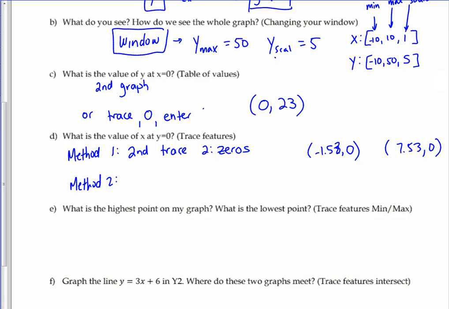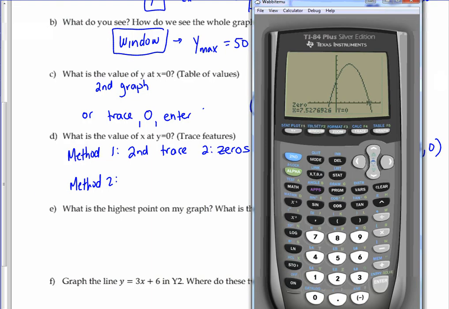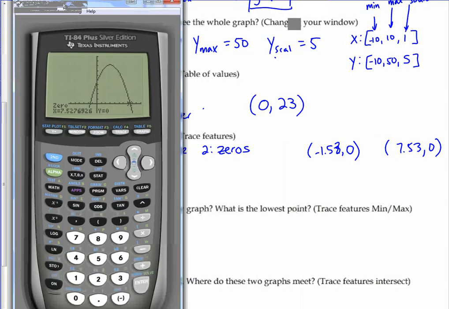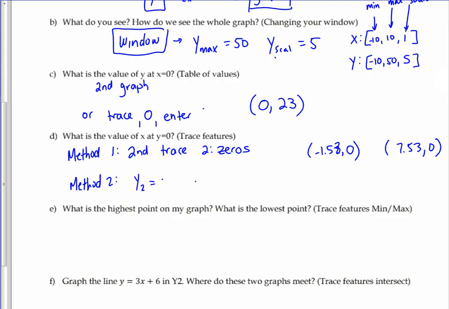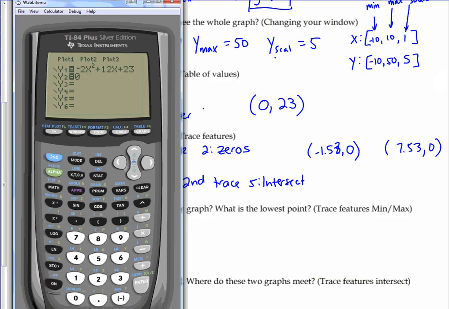Okay. The other method you could use, which your teacher might have showed you, I don't know, is to make your y2 equal to 0. Okay. So if you want another way to find your x-intercepts, you make y2 equal to 0. And then we're going to find the intersection. So second trace 5 for intersect. I don't know if you've ever done this.